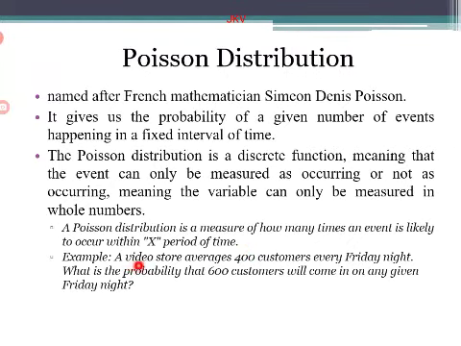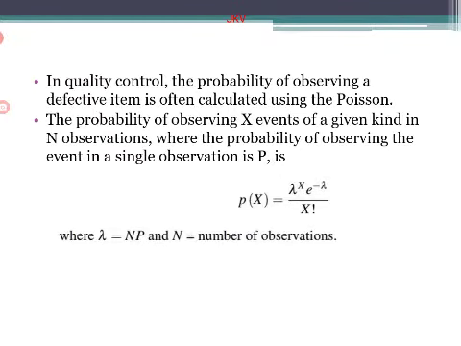Another example, a video store averages 400 customers every Friday night. What is the probability that 600 customers will come in on any given Friday night? This can also be a probability distribution or a Poisson distribution. Now, in quality control, the probability of observing a defective item is often calculated using Poisson distribution.